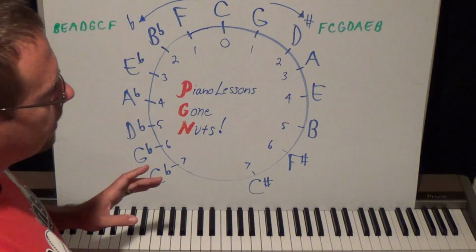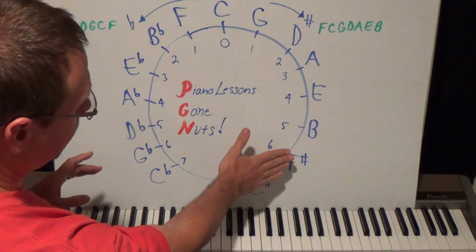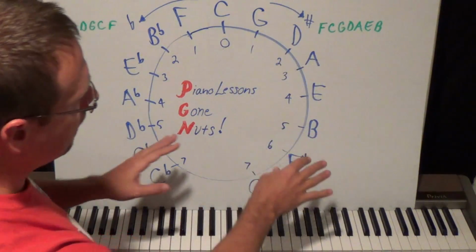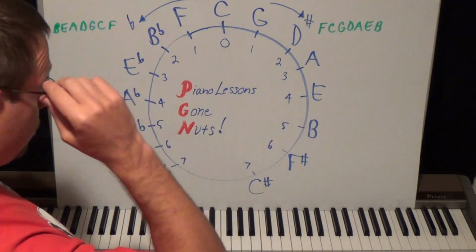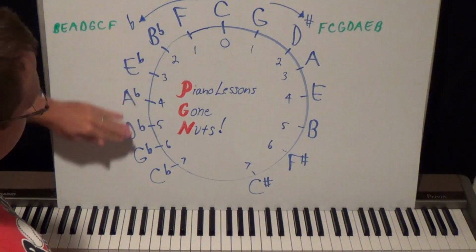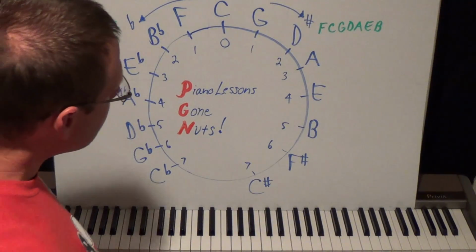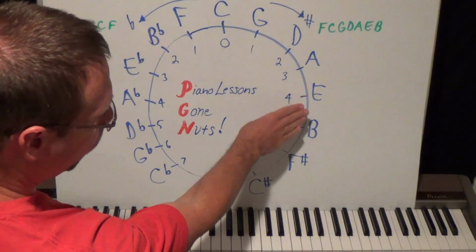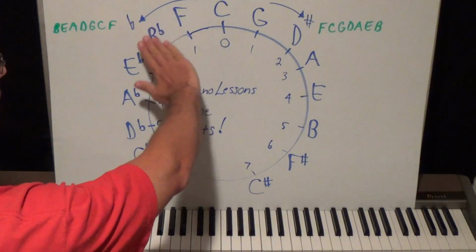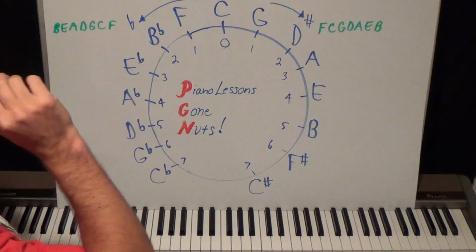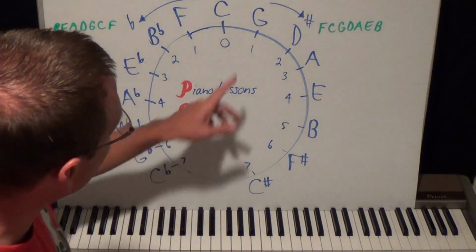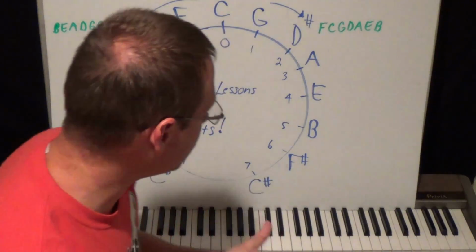And what that means is that this side of the circle of fifths, these keys will have sharps in the key signatures. As we go this way on the circle of fifths, we'll have flats in the key signatures. As we go to the right, we get more and more sharps. As we go this way, we get more and more flats. So let's look at what's going to be in the key signatures.